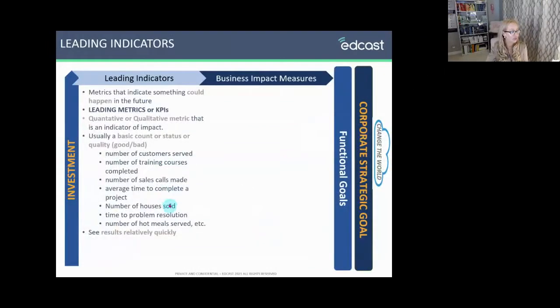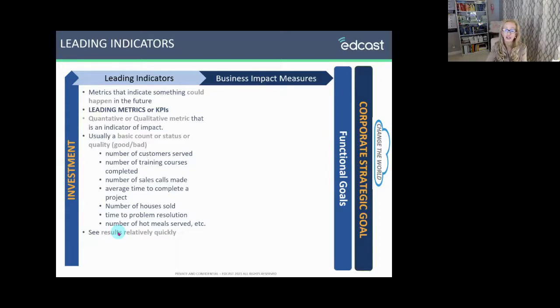So leading indicators can be quantitative or qualitative metrics. And they're usually a basic count or status. It's a quality of good or bad. And I have some examples there. And the great thing about the leading indicators is that you can see the results quickly, right? So like Gianni says, we have indicators in our organization. We just have to use them and highlight them and call them what they are. They're indicators to business impact. And they're needles that tell us as these needles move, we're making directional progress and driving business impact.